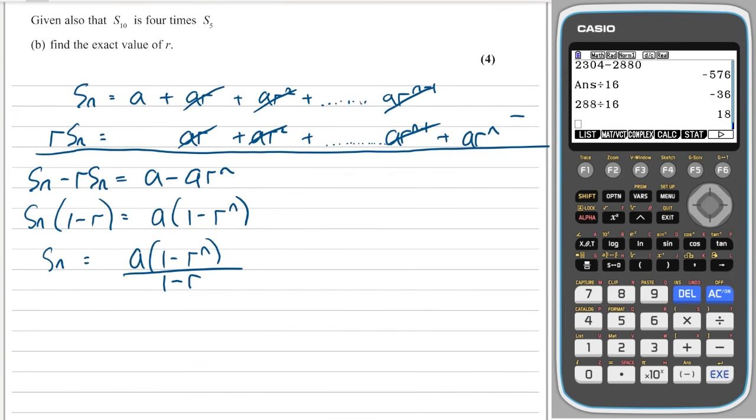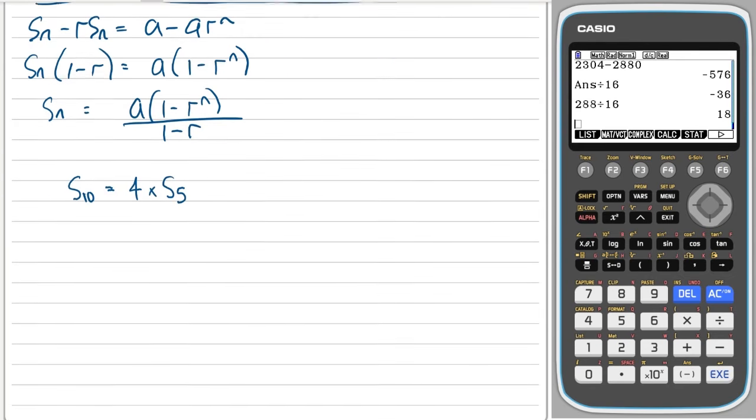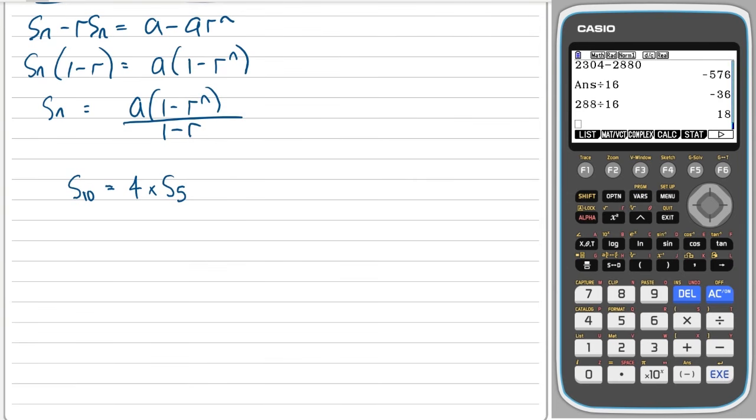We're given that S10 is 4 times S5. So S10 is equal to 4 multiplied by S5. Okay, well S10, let's use the summation formula. We have a times 1 minus r to the 10 over 1 minus r, and that's equal to 4 times a times 1 minus r to the 5 over 1 minus r. Right, we can do a lot of cancelling here. Cancel the a's on both sides, divide through by a, times through by the denominators, they can go.